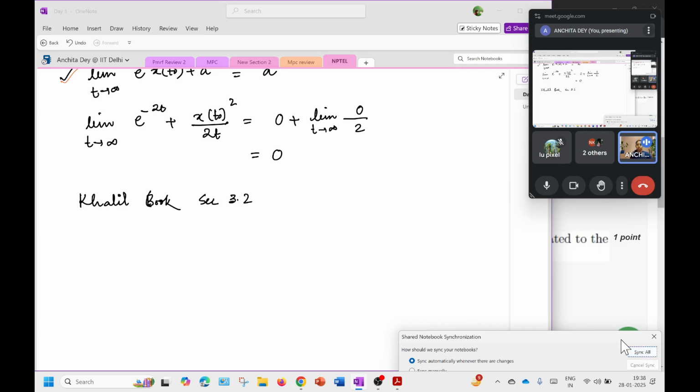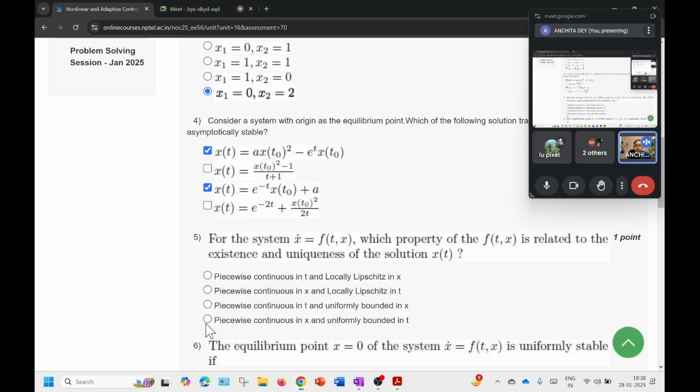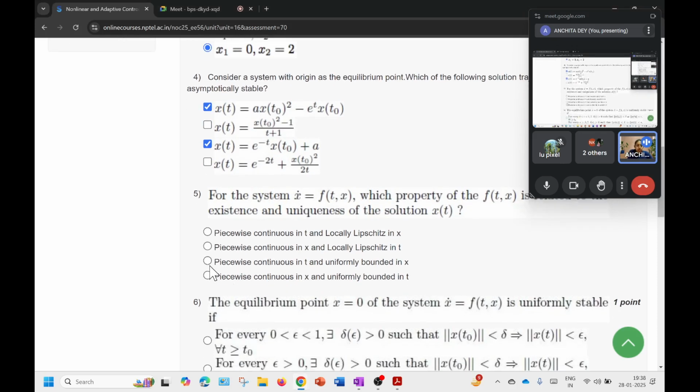If you go through that, you can actually see that the proof of it is given, although you don't need to know so much detail just for going through this course. But yeah, the answer would be it should be piecewise continuous in time and locally Lipschitz in x. Okay, so what does it mean? Piecewise continuous in time means there is no discontinuity over the time period.